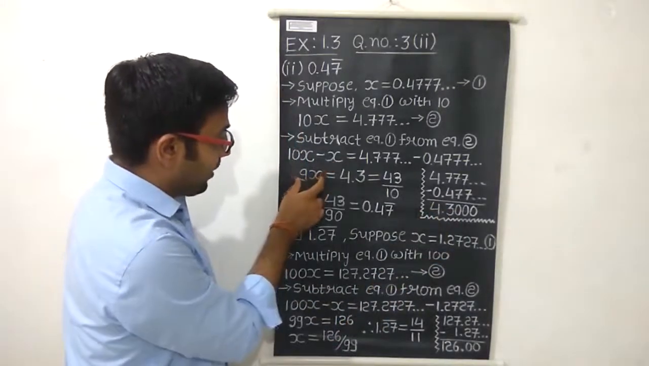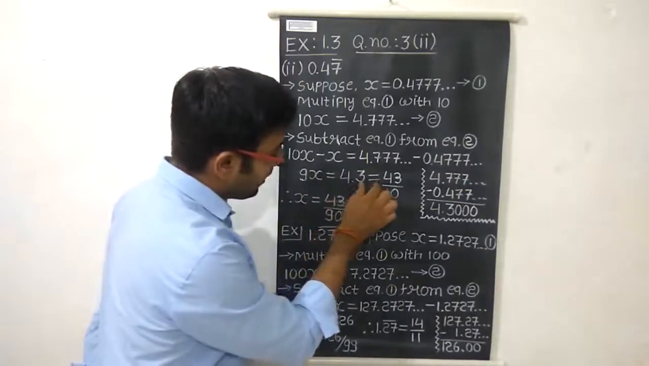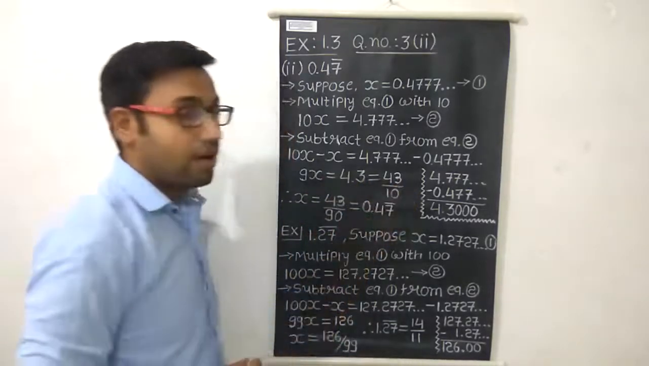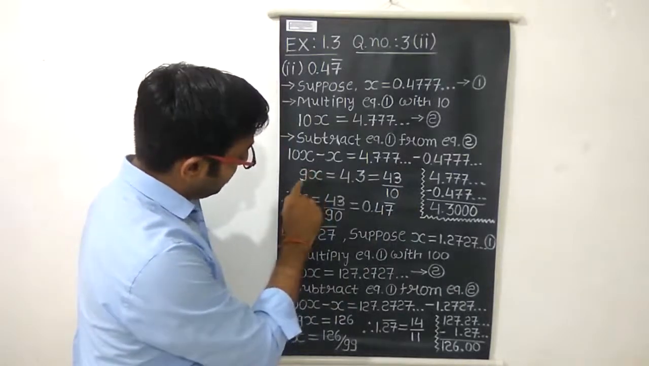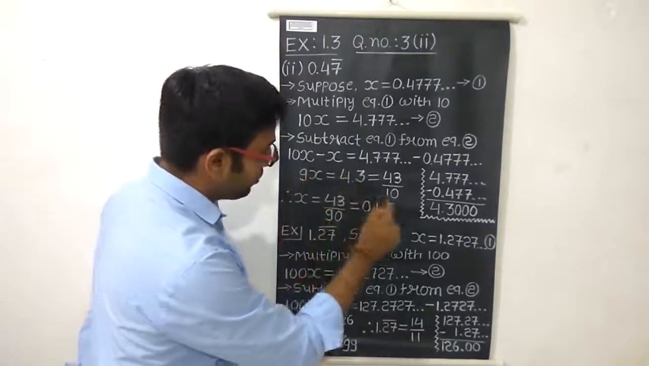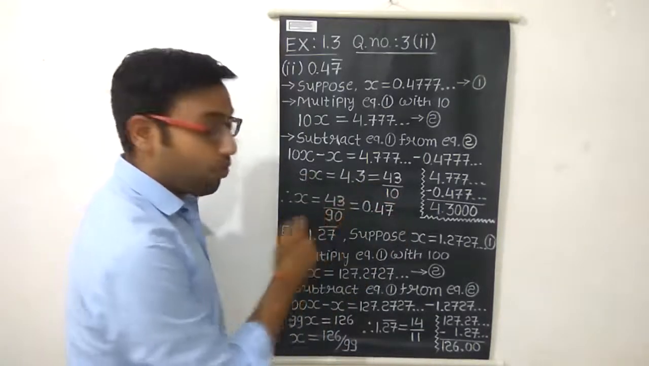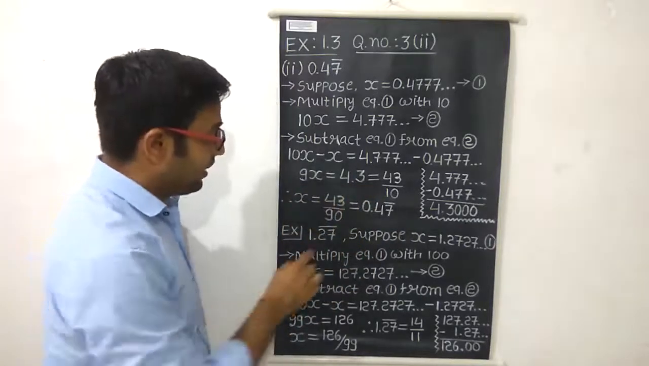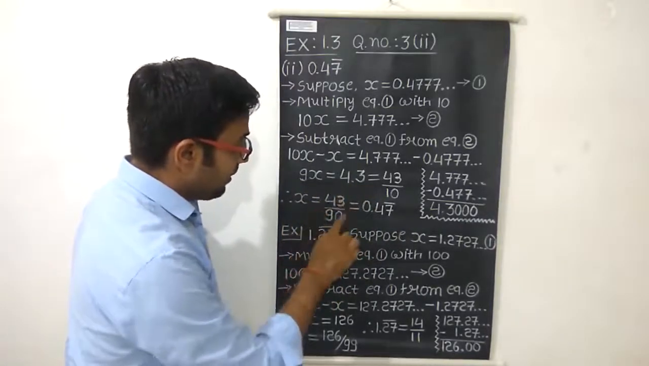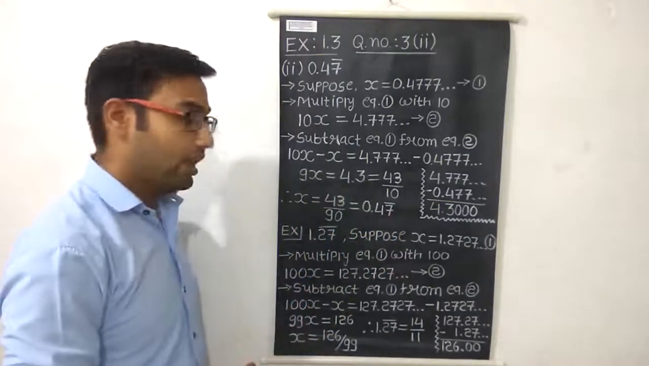Left hand side we have 9x, right hand side we have 4.3. 4.3 we can also write as 43 upon 10. So now to get the value of x, we will take this 9 to the right hand side and it will go in the denominator. So x is equal to 43 upon 90, because this 10 and 9 get multiplied here, right? So this is the P upon Q form of 0.47 bar, right?